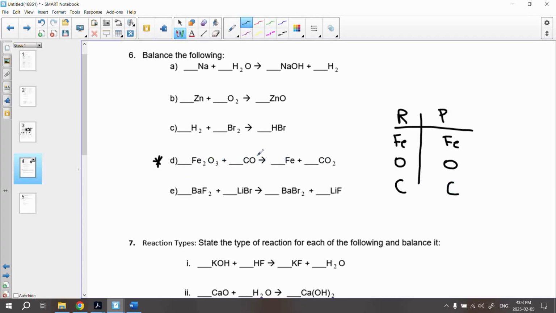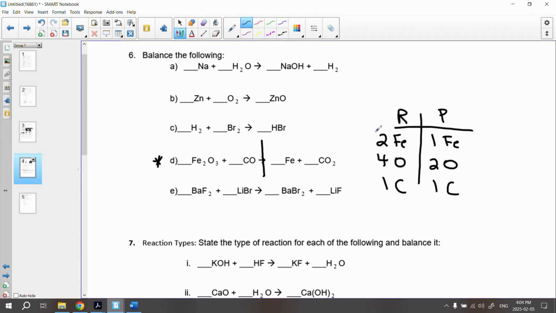Now I'm going to count up. Remember, this is the reactant side and this is the product side. So on the reactant side, I've got 2 atoms of iron. There's 3 oxygens here, and then there's another one over here, so that makes a total of 4, and there's 1 carbon. If I look at my product side, I've only got 1 iron, 2 oxygen, and just 1 carbon.